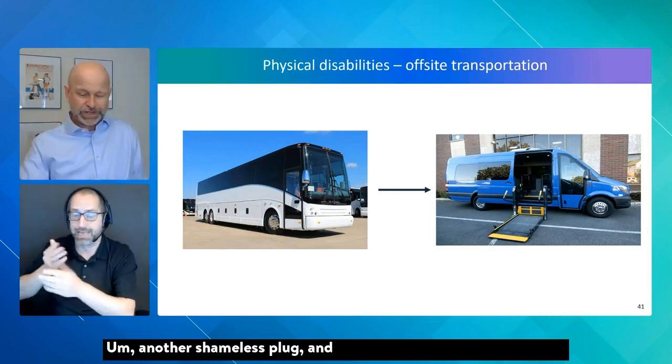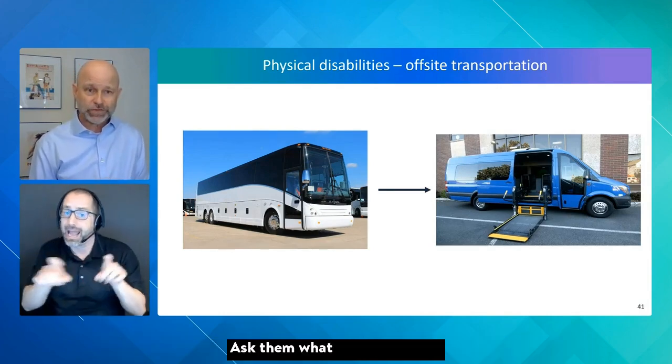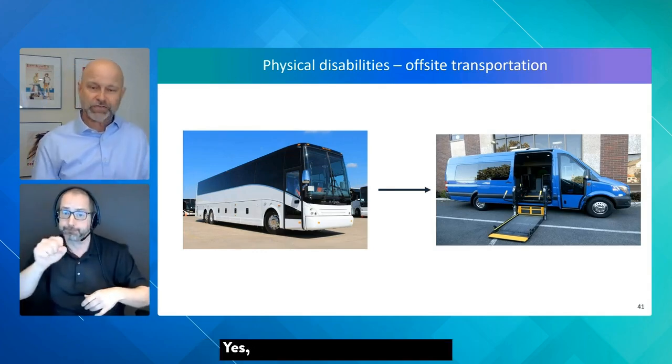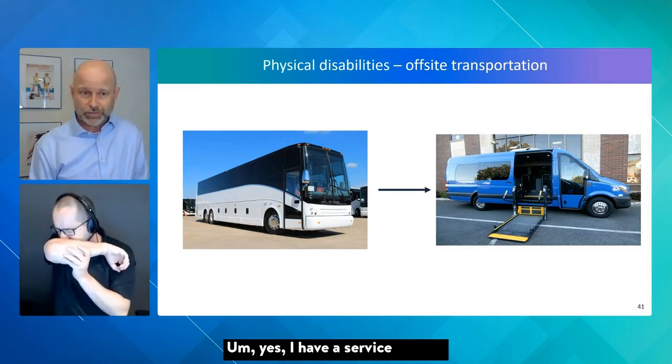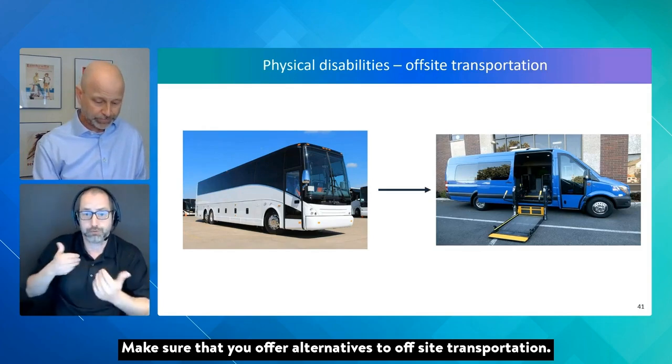Another shameless plug, and I'll talk about this more, but query your users, ask them what their needs are. If someone says, yes, I'm going to be in a wheelchair. Yes, I'll use a white cane. Yes, I have a service animal. Make sure that you offer alternatives to offsite transportation.